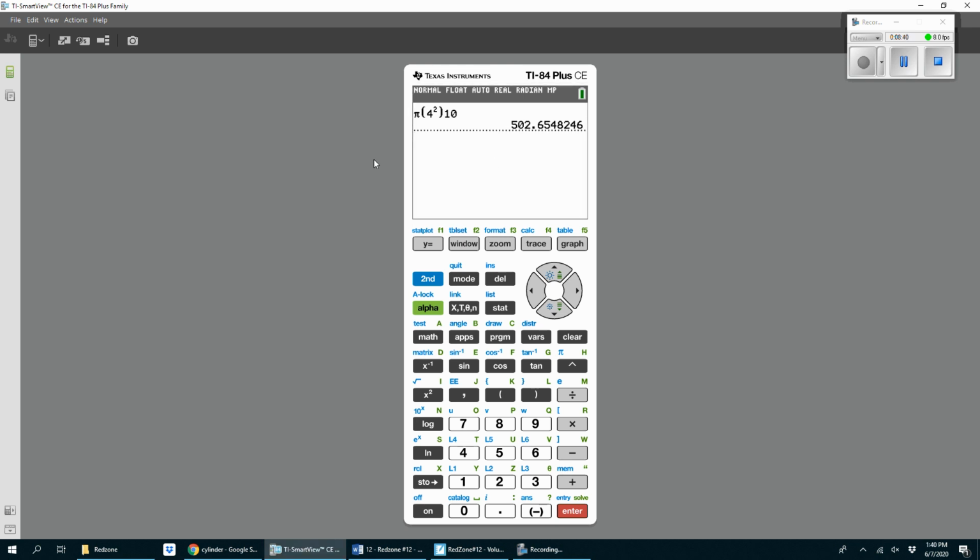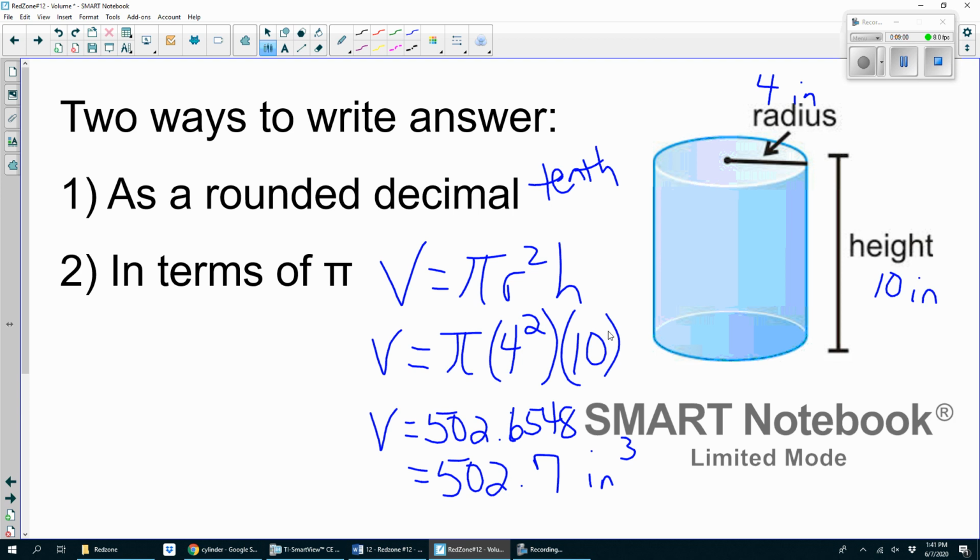So the way you get in terms of pi, if you don't have one of those fancy calculators that does it for you, is I'm going to enter this in my calculator, but I'm not going to put pi in. I'm just going to put 4 squared times 10. And that's going to give me 160. So this is what the answer is before I multiply it by pi. So my answer is 160 times pi. And I just read that as 160 pi.